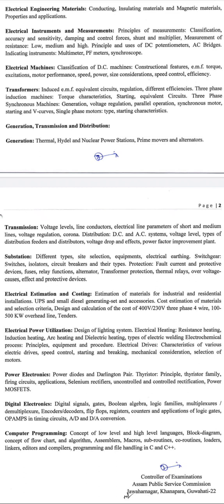Under substation: different types, site selection, equipment, electrical earthing, switchgear, switches, isolators, circuit breakers and their types, protection from current and protective devices, fuses, relay functions, alternator, transformer, protection, thermal relays, overvoltage causes, effect and protective devices.